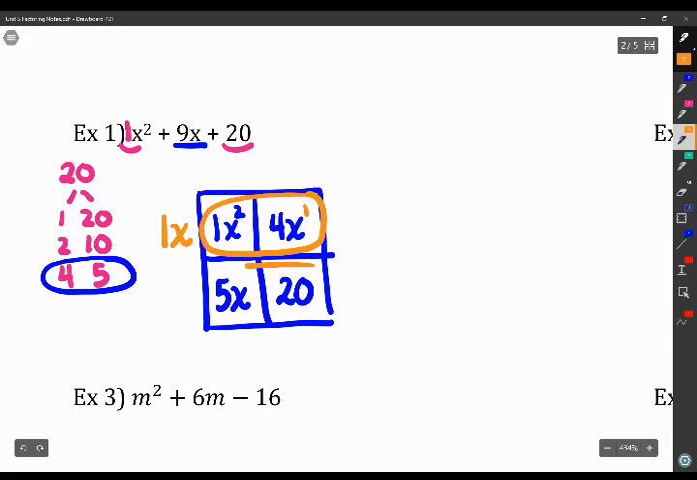We look at 5x and 20. We look for the smallest number. The smallest number is 5, and we ask ourselves, does 5 go into 20 evenly? It does, so we write it down.